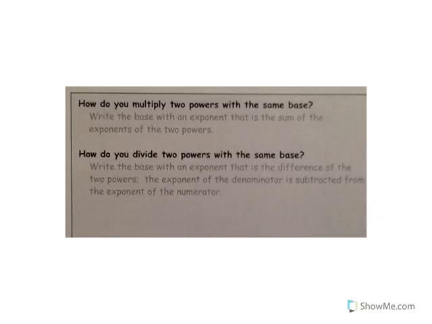So really the most important things to understand here is when you multiply two powers that have the same base, you can just add the exponents and then keep the same base. And then when you divide powers with the same base, you subtract the exponent of the denominator from the exponent of the numerator, and then you end up with the same base as well.